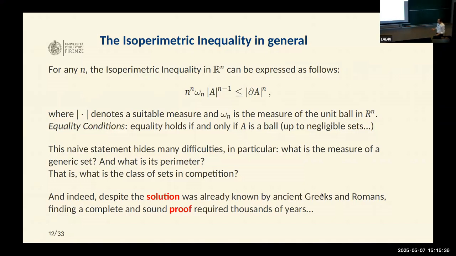Indeed, although the solution was already known by the ancient Greeks and Romans, so very, very long ago, to find a complete, sound proof required a lot of time, thousands of years. So the complete proof of the isoperimetric inequality is quite recent.